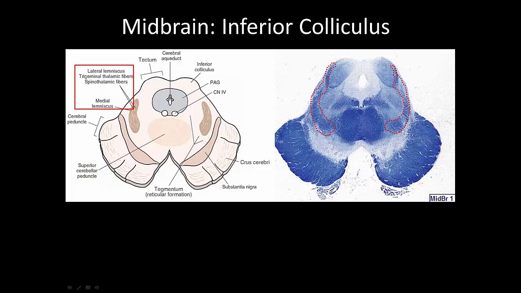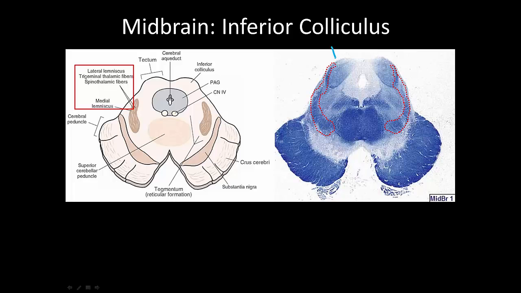We can also see our lemnisci in this section as well. Now remember, at the level of the pons, our lemnisci had that more horizontal shape. And like I said, in the midbrain, they kind of change shape to a C or L shape, and that just has to do with where they are actually projecting to.